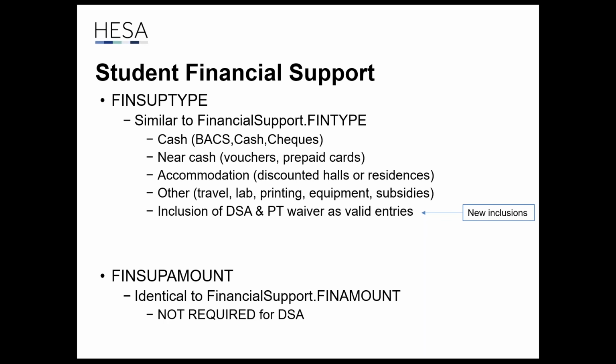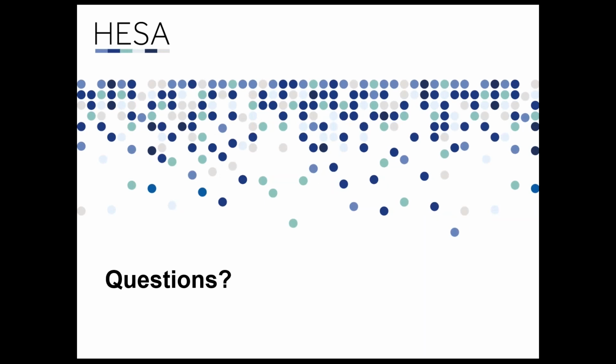So the FinSup amount, the financial support amount field, again, is similar to the financial support fin amount field. We've all got very similar names on here. So that is recording the amounts that are relevant to the different categories you return above. You don't need to return it for disabled students allowance because that's just a flag to say the student has that. So I think that is all the slides we were going to get through.